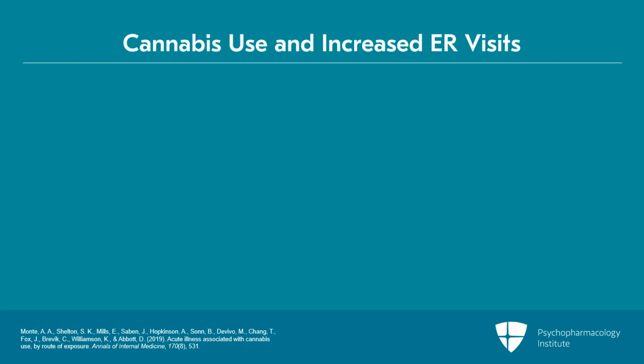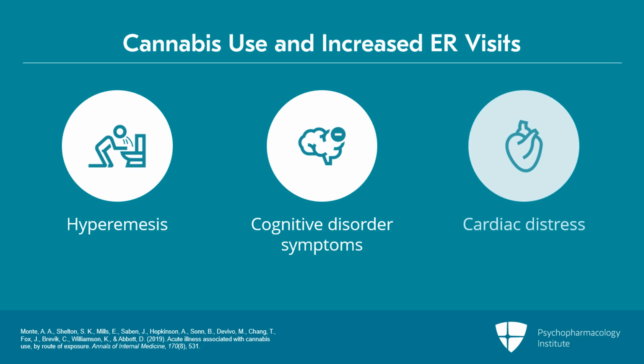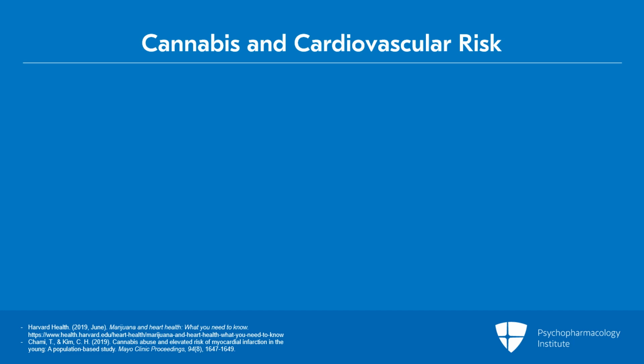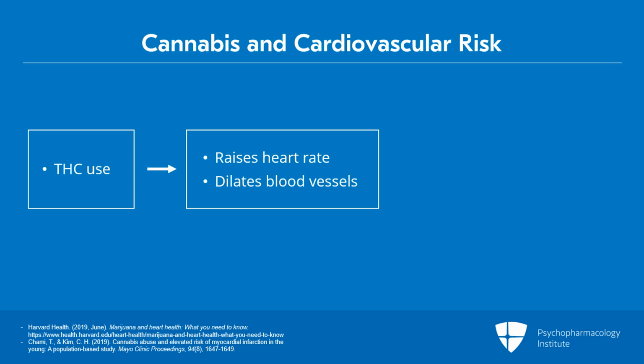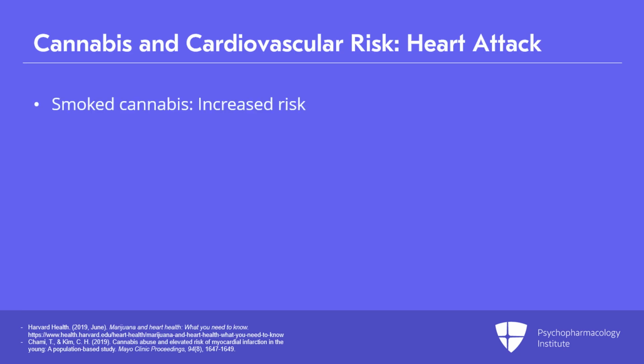A study from Canada showed an increase in emergency department visits due to cannabis use. And this study showed the reasons for those visits. 23% were for hyperemesis, 32% were for cognitive disorder symptoms, and 71% of these emergency room visits were due to cardiac distress. So this leads to an important topic, which is cannabis and cardiovascular risk. It's known that THC raises heart rate, dilates blood vessels, and these effects can make the heart need to work harder. Research studies also indicate that cannabis smoking is associated with an increased risk of having a heart attack.